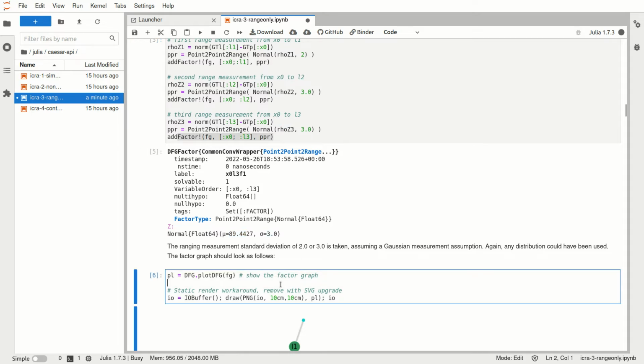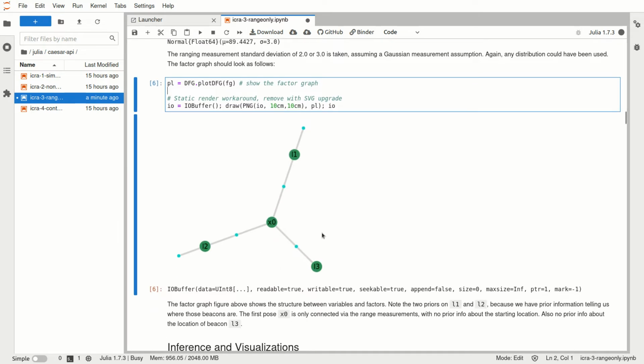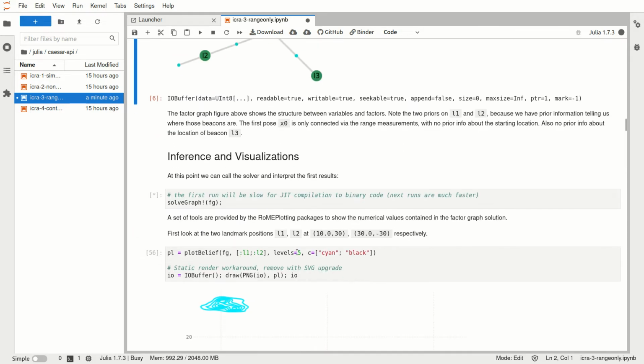So here it is. We've got x0 as the position, and L1, L2, L3 as the three landmarks, and we know where L1 and L2 are, so they've each got a prior on it. And then these three factors, these blue dots, are the range measurements. To recap, there are 4 variables in here and 5 factors: 1, 2 priors, and then 1, 2, 3 range relative factors. Priors represent absolute information, and these n-ary factors represent relative information. Okay, the solve is busy progressing.